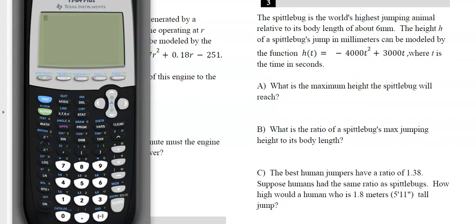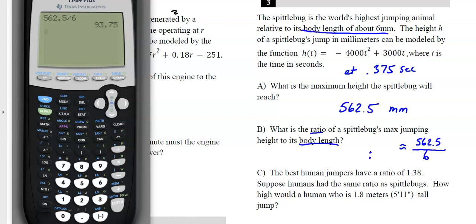Quit. 562.5 divided by 6 equals 93.75. So that spittlebug can jump 93.75 times the length of its body, which is pretty crazy.